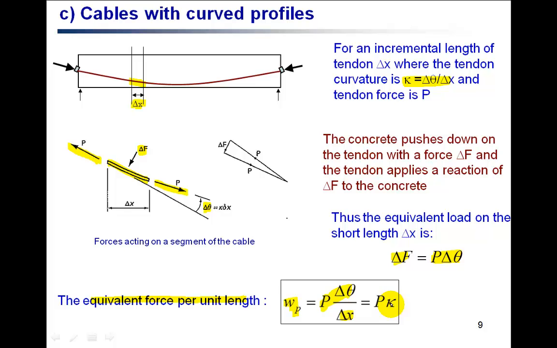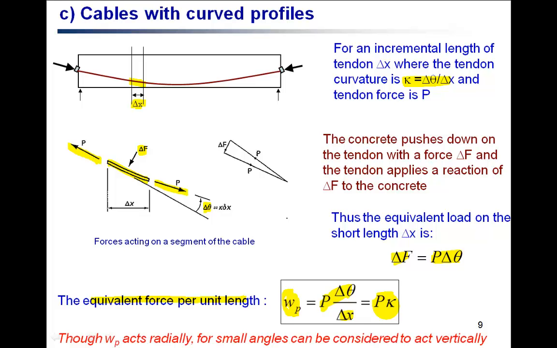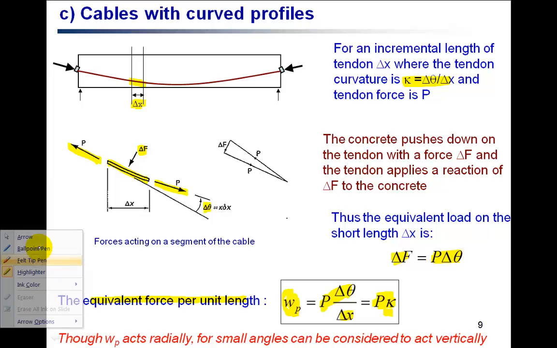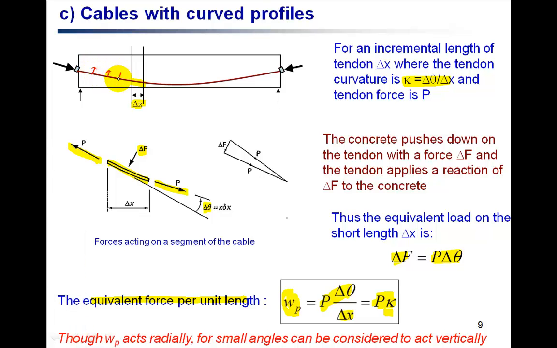So delta theta over delta X is nothing but the curvature. So the equivalent force per unit length WP on the concrete due to the pre-stressing wire in this curve profile is given by the pre-stressing force P multiplied by the curvature of the tendon. So the WP actually acts radially along the profile of the cable. So the WP will act in fact radially like this one, but for a small angle we can consider it to be acting vertically on the concrete.